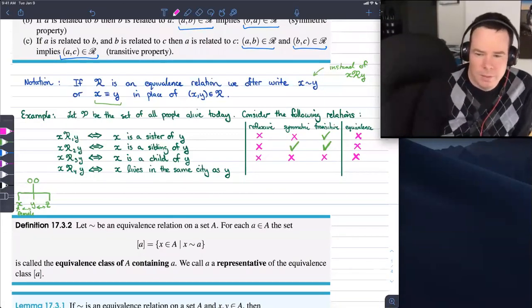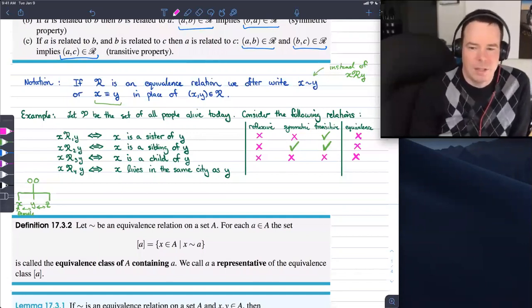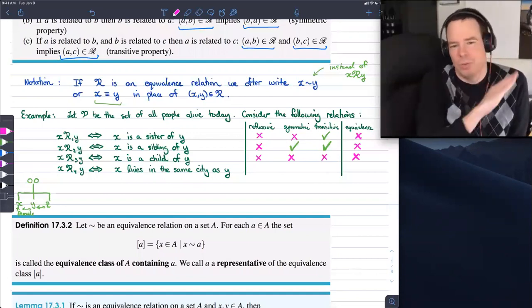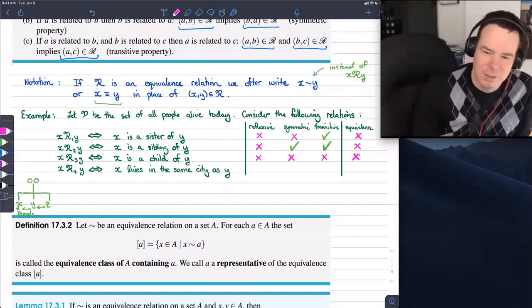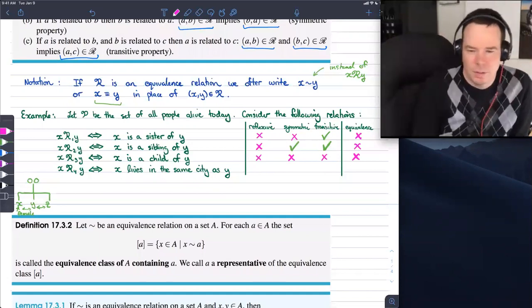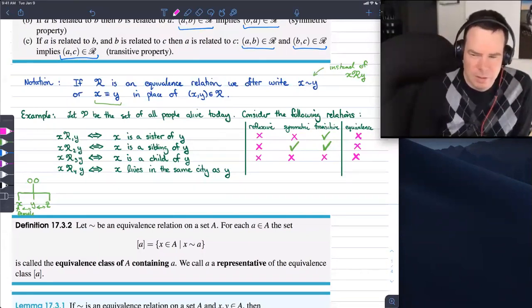How about this next one? Lives in the same city as. Now I'm just assuming that everyone has a singular city of residence where they reside at this moment in time. So you can't say, well, I have houses here and there, and so I live in both. No, we're just going to assume every person has a singular city of residence. Let's say it's the city they vote in, for example, or the constituency they vote in. So X is related to Y if X lives in the same city as Y.